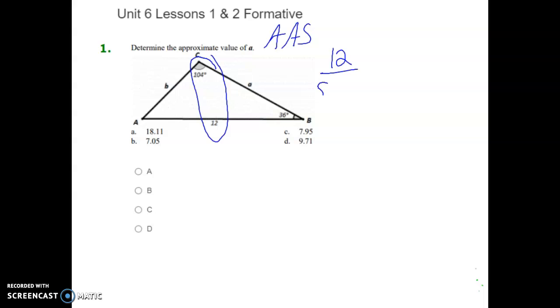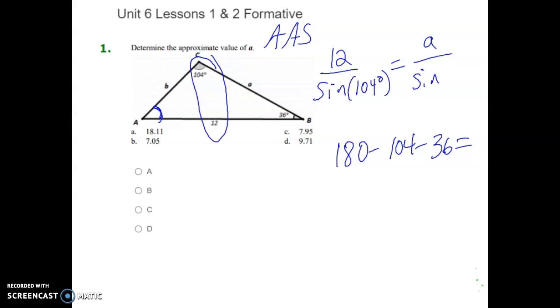So 12 is to the sine of 104 degrees as, I'll do A first. A is to the sine of, oh wait, I got to figure out what the measure of A is. What is that? 180 minus 104 minus 36, and that is 40 degrees. All right, so now we cross multiply.